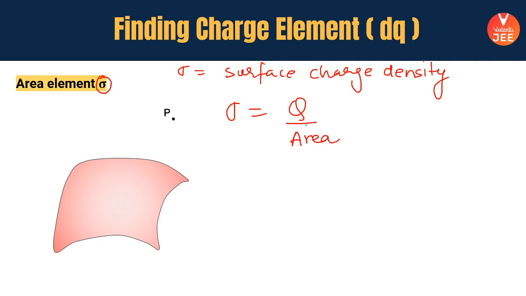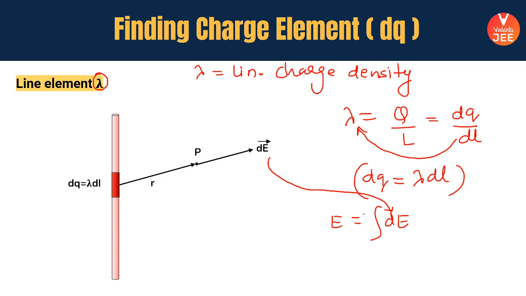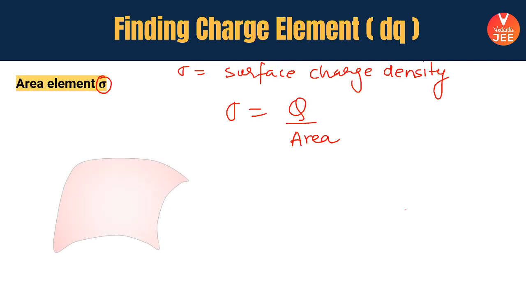If you are not able to see the previous slide, no problem, I'll take you once there. Okay guys, this is what I wrote. I thought that you will not be able to see this. This is what I did there: dq came out to be lambda dl, and the electric field which we are trying to find out is the integral of dE.